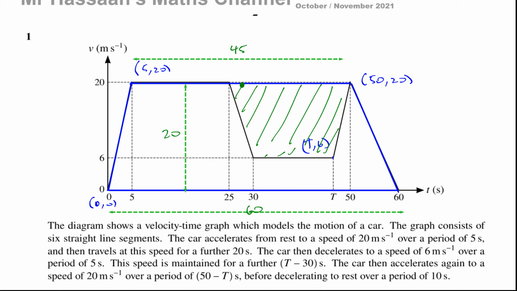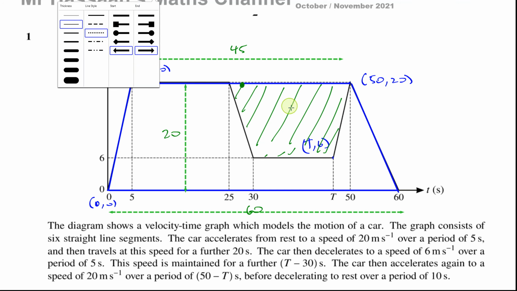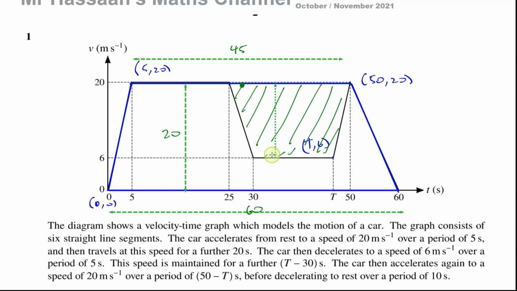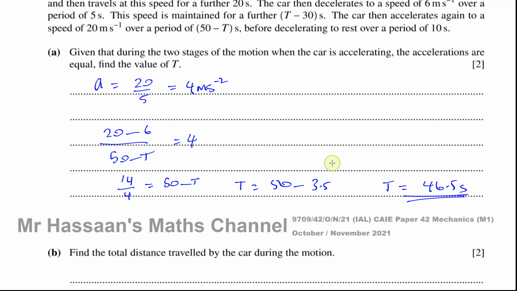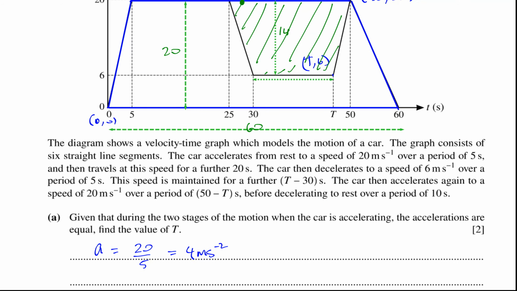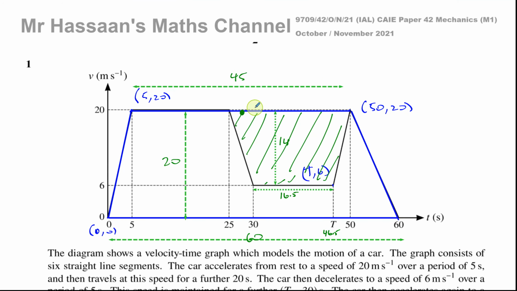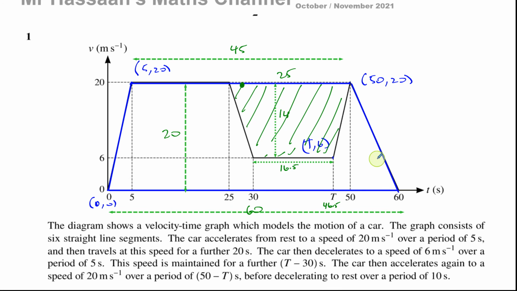For the little trapezium, the distance between the parallel sides is between 6 and 20, so that's 14. The length of this parallel side is between 30 and t. T was 46.5, so that's going to be 16.5. And on the top here, between 25 and 50, that length is 25. So we have everything we need. That makes life so much easier.